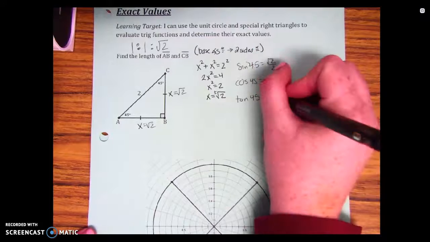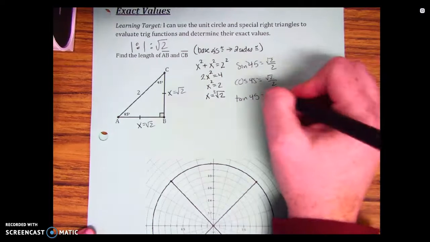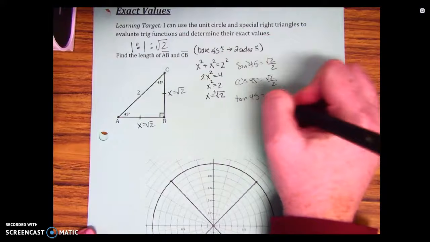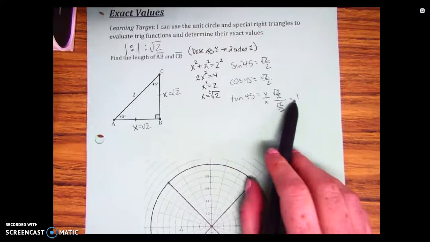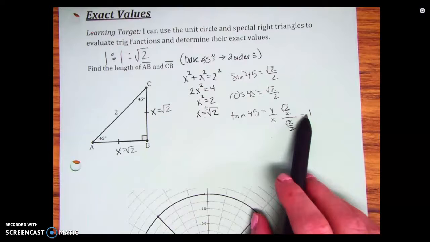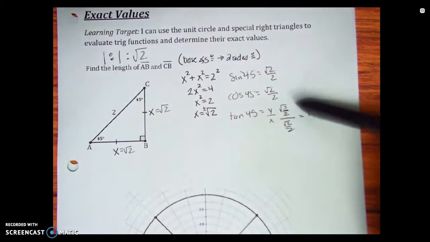Now, in order to do tangent, we put sine over cosine, or y over x. Well, if I take this value and divide it by itself, anything divided by itself is 1. So the tangent of 45 is just 1. So these values will never, ever change.